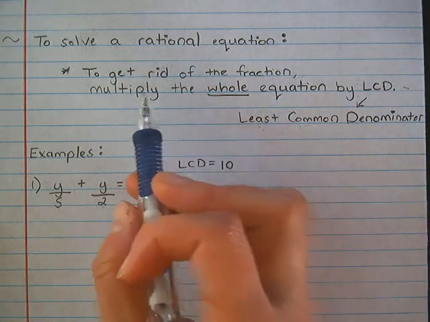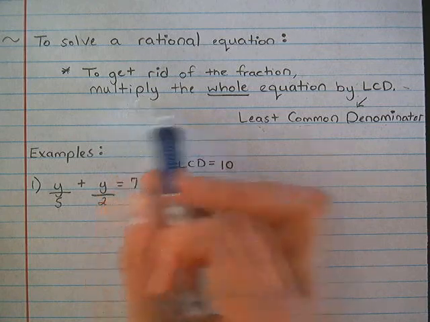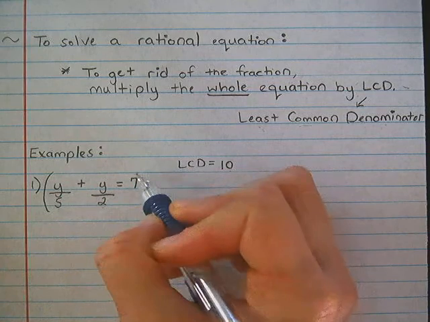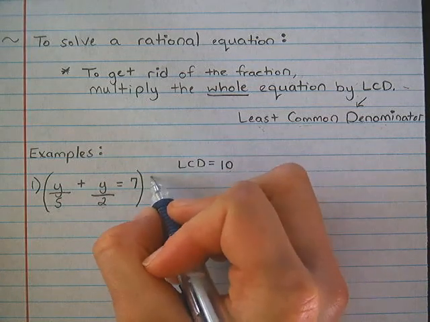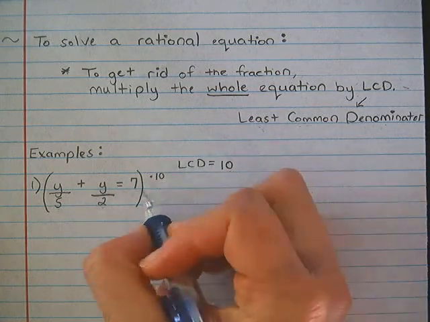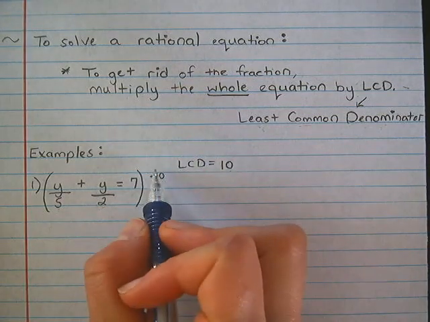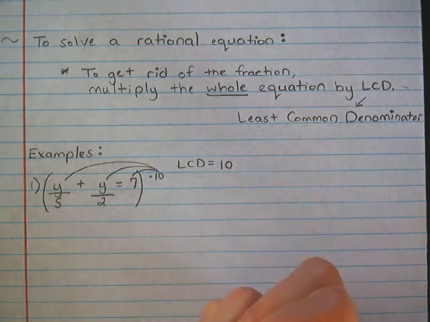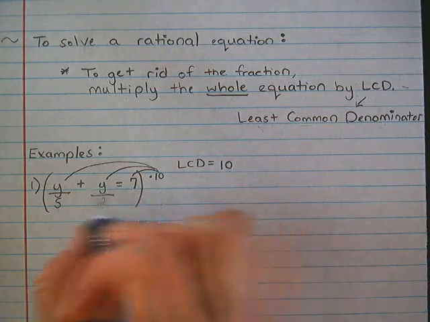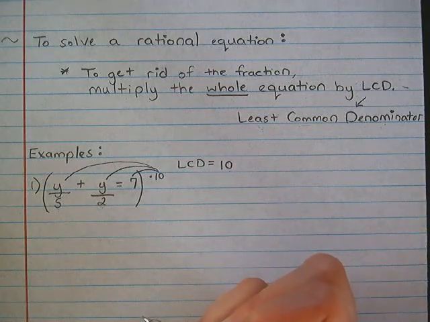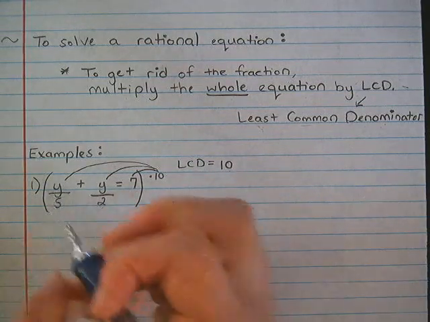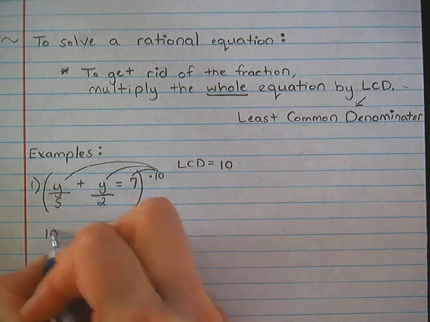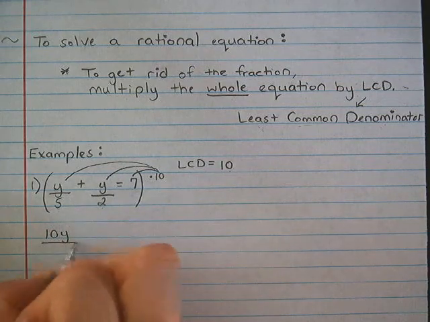What you have to do with that number is multiply the whole equation by it. So I'm going to take that entire equation and multiply it by 10. What you're really doing is taking 10 times every single piece in that equation, and multiplying it times the tops of those. When you do that, you would have 10 times y, which is 10y, and that's still over 5.